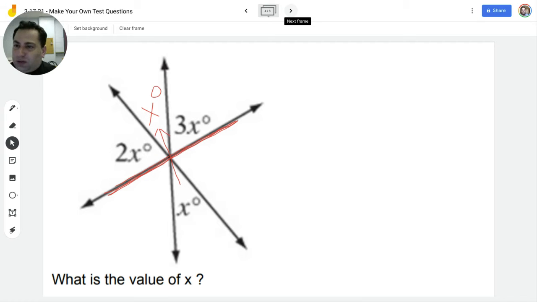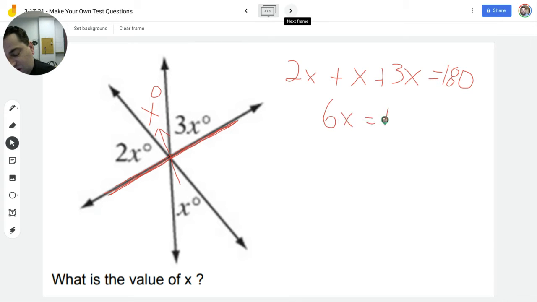So now if I set up a little algebra equation here, I have 2x plus x plus 3x is equal to 180 degrees. I'm going to add like terms here. So I have 2x plus 1x plus 3x. That's going to be 6x equals 180 degrees. Divide both sides by 6, and I get x equal to 30. And we've found the solution.